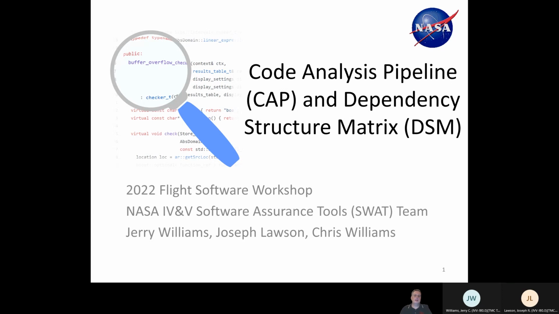And so this idea of a code analysis pipeline, and then there's another idea that we'll talk about and demonstrate, the dependency structure matrix, that allows you to analyze source code in different contexts and from different tools to bring in the information that's relevant to you. So this is something that we really think can help.